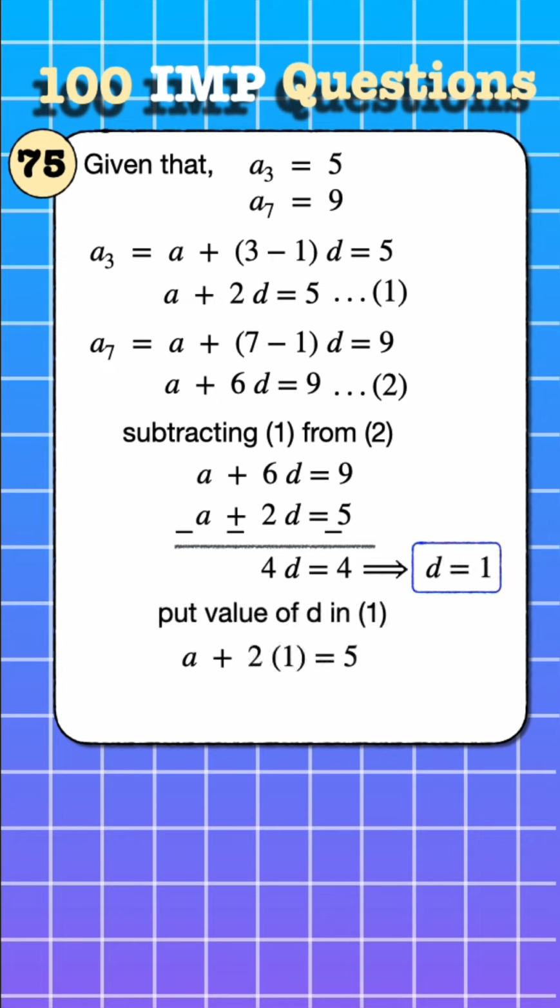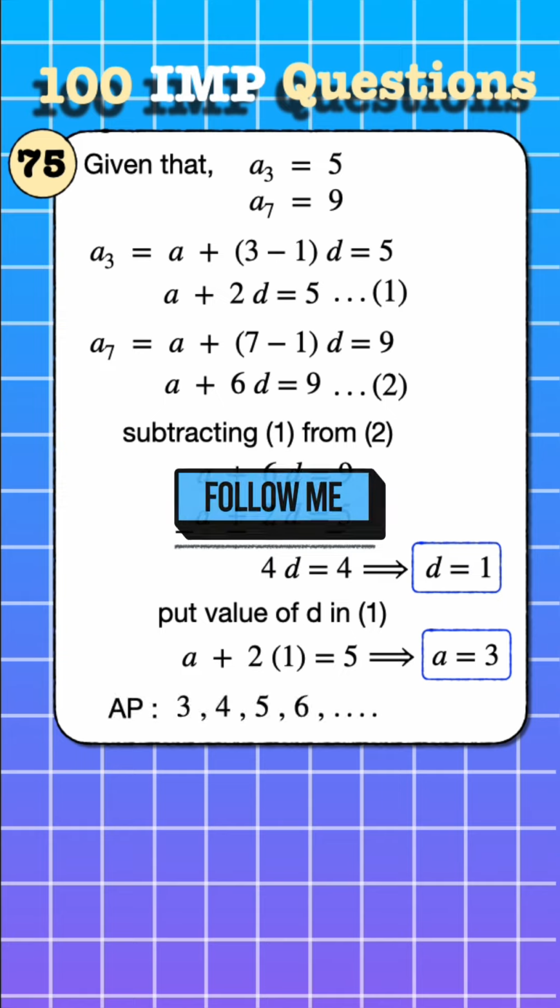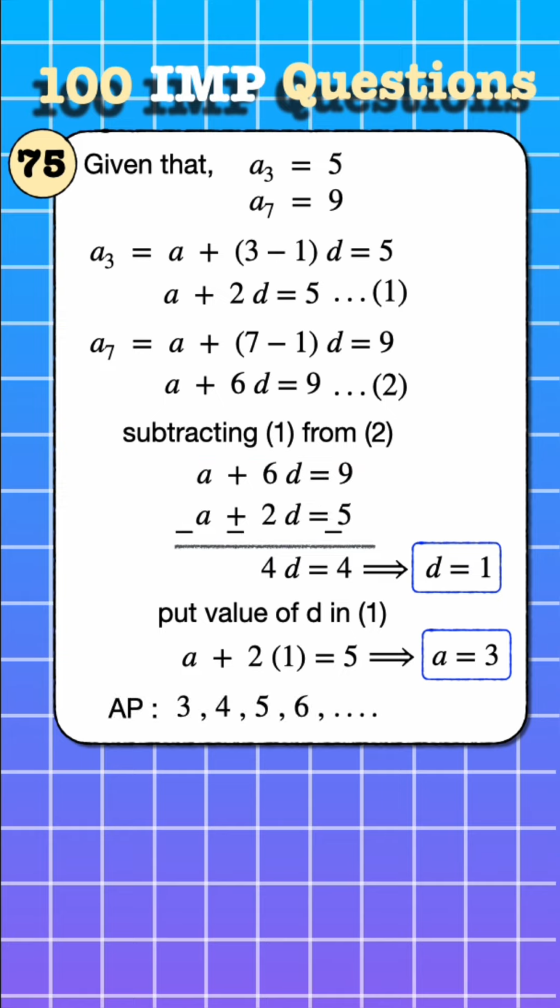So A plus 2 into 1 equal to 5. So 5 minus 2, 3. So A equal to 3 means first term is 3. So 3, then just keep adding 1, क्योंकि common difference क्या है 1. So 3 plus 1, 4, 4 plus 1, 5, 5 plus 1, 6 and so on. So that's the AP: 3, 4, 5, 6.